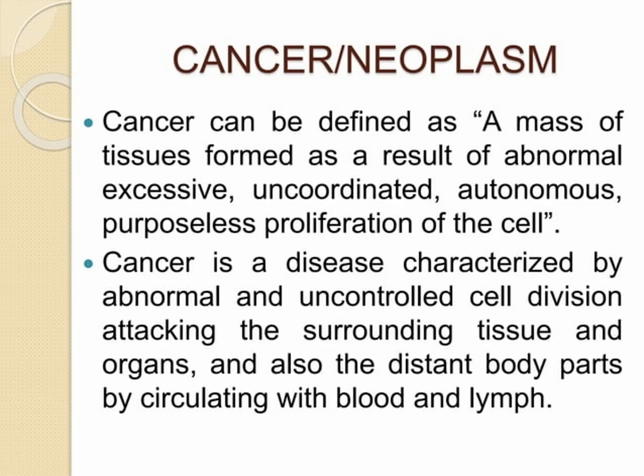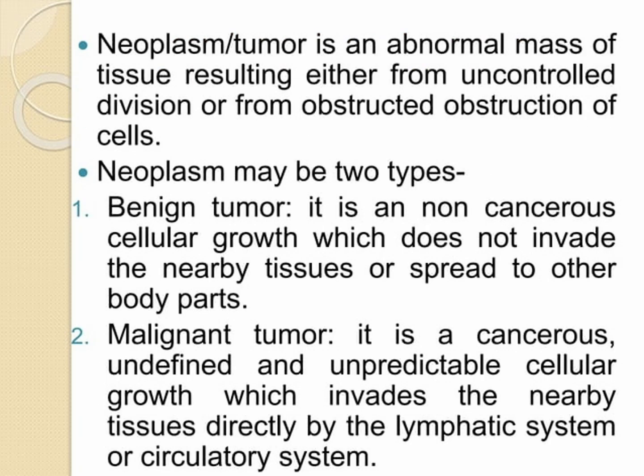It is a disease characterized by abnormal and uncontrolled cell division attacking the surrounding tissue and organs. So, when the cells grow uncontrolled, it attacks the surrounding tissue and organs and also the distant body parts. It can affect the distant body parts because the cells circulate with the blood and lymph.